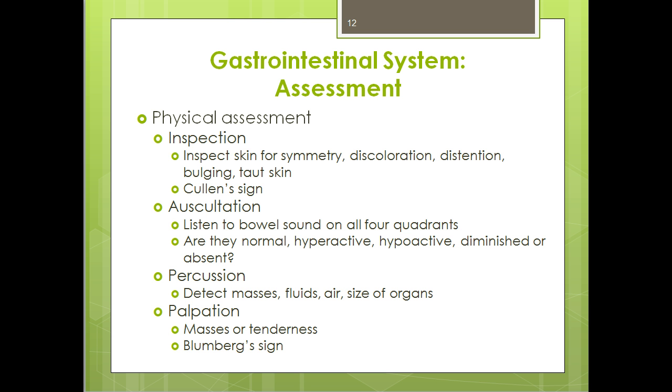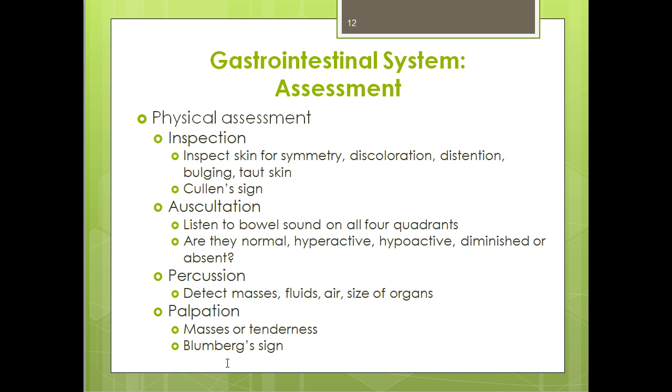Percussion is when you detect masses, fluids, and air, and you're trying to assess the size of the organ. For instance, if a person has an enlarged liver or spleen, another word for enlarged liver is hepatomegaly, and splenomegaly. And remember, you guys, I've talked to a lot of y'all about your medical terminology, and the fact that megaly means that something is enlarged. So keep working on that.